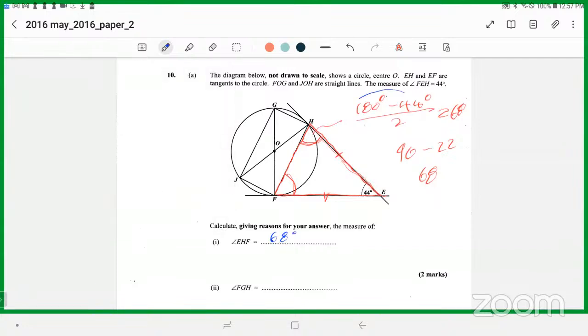I want to show this calculation as my reason. I'm going to say it's 180 degrees minus 44 degrees, divided by 2. And my reason, they don't give it a space. I say given reason, but they don't give it a space. That's equal to 68 degrees. I'm going to tell them that that's an isosceles triangle. That triangle there.